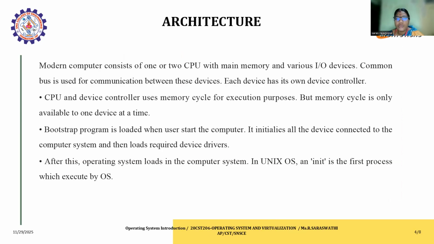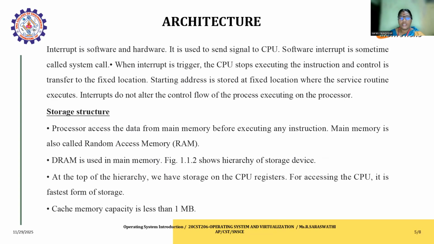Architecture. The modern computer system consists of one or two CPUs with main memory and various I/O devices. The common bus is used for communication between the devices. The bootstrap is loaded when the user starts the computer. It initiates all the devices of the computer system and then loads the required device drivers. Architecture. The interrupt can be software or hardware. It is used to send a signal to the CPU. It stops executing the instruction and control is transferred to a fixed location.